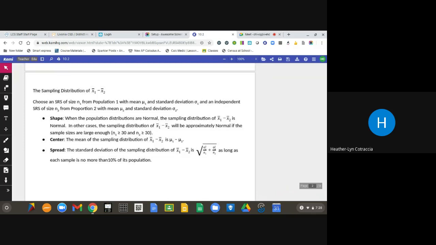The center, your mean or your point estimate, whichever, is going to just be the first average minus the second average. And then your spread or your standard deviation, worst part about the whole thing is going to be plugging it on the calculator. It's the square root of the variance. Your variance is your standard deviation squared over N1 plus your second standard deviation squared over N2, as long as you meet that 10% condition.